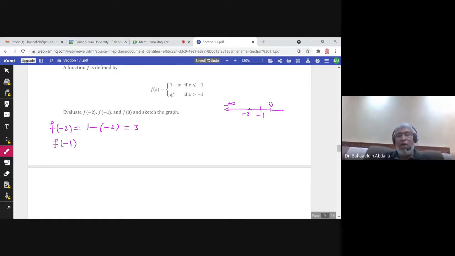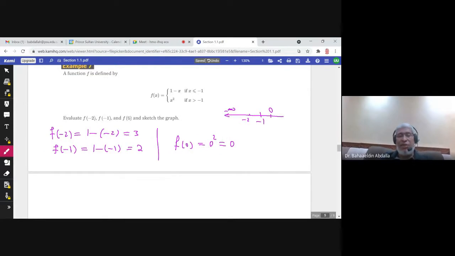How to find f of -1? Well, is -1 less than or equal to -1, or greater than -1? The equality sign is here. So again, I will use the first definition. So it's 1 minus -1, 1 plus 1, which is 2. But f of 0, now 0 is here. It's greater than -1. So I cannot use the first definition. I should use the second definition. So f of 0 is 0 squared, which is 0.